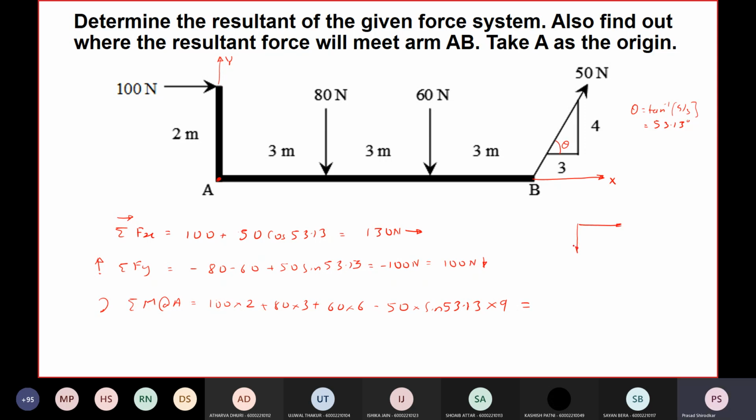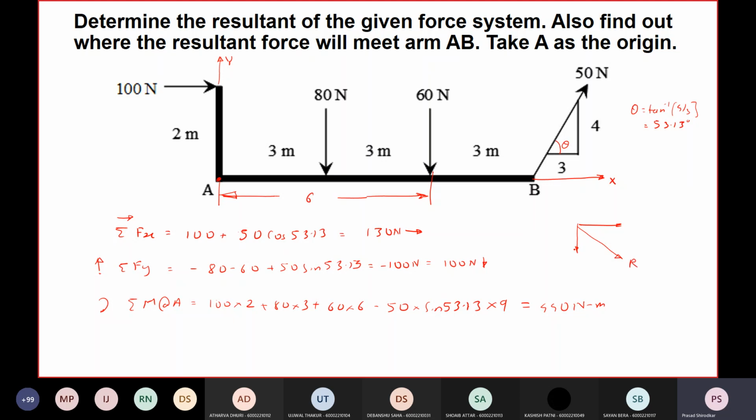Sir, why you took 60 into 6? 60, we are taking moment about point A, na. So 60 into this perpendicular distance. So that is 3 plus 3, so that is 6. Okay, sir. Moment is 440 Newton meter. So your direction of the resultant is in this direction.